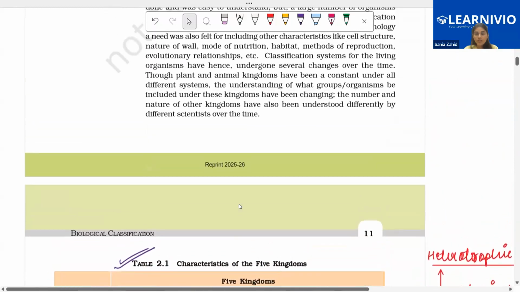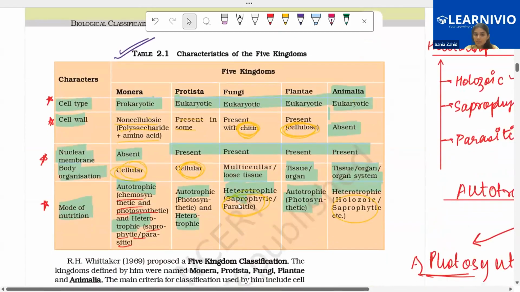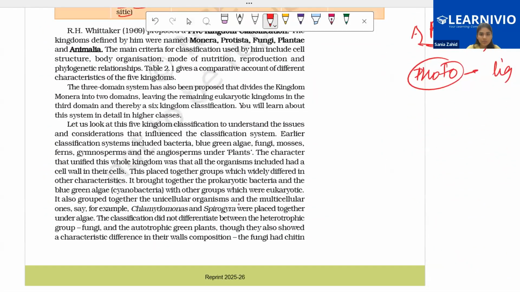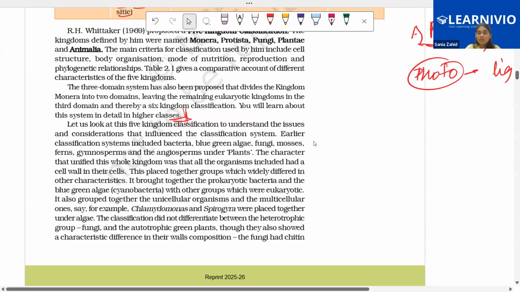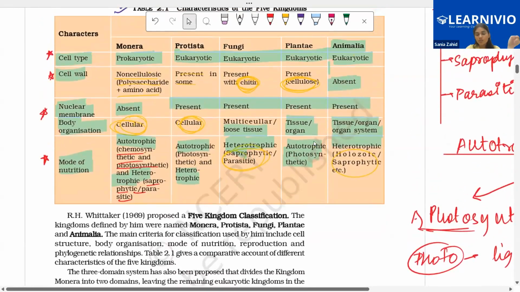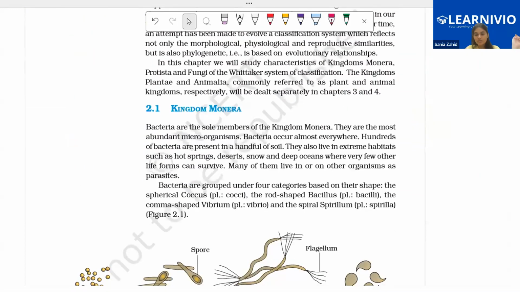No. For your homework, Aisha, please make sure that you read the first page, this table, and till here. Till here you are able to read and understand the concepts. You can just learn this table as well, because it's very important that you know all the points of this table. In the next class, we'll again start by revising this table. Learn it, because I'll be asking you questions from whatever we studied today, and then we'll be moving to the next section, which is Monera. Okay, Aisha?